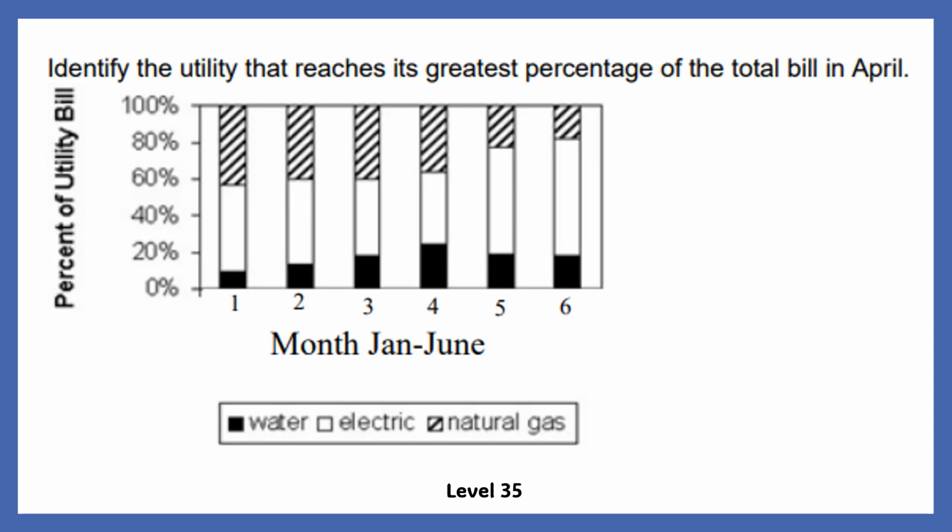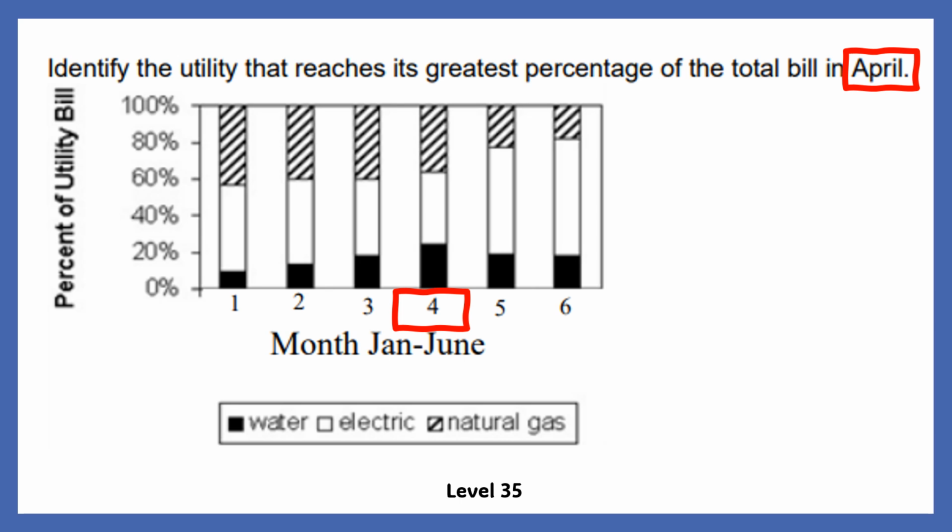We have this really interesting graph. Now, this is showing the percentage of utility bill. If you pay your utilities, some months it's going to be more for your water, some months the electric is a bigger portion of what you're going to spend, but some months you might have natural gas as a greater expense. We're seeing this over the months January to June. And this question asks us for the month of April, which utility is at its greatest?